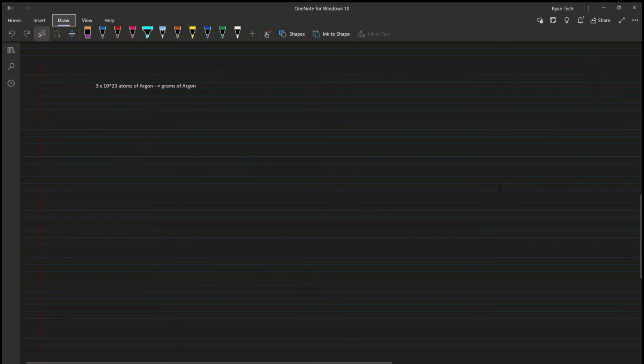Now, I'm gonna end us off with a reverse type of conversion. Or not reverse, but one that we were supposed to do, but it's reverse now. Okay, so the question asks, it wants us to convert 3 times 10 to the 23 atoms of argon to grams of argon. Previously, with these type of questions, we would convert grams to atoms. Now we're doing the reverse, so we're converting atoms to grams. Okay, so let's get started.